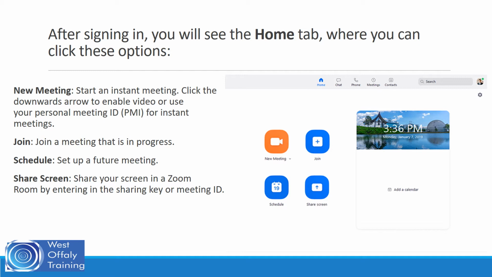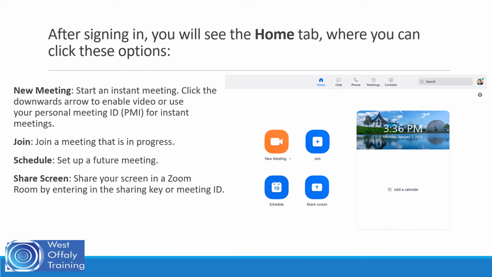New meeting starts an instant meeting, and you click the downward arrow to the right of the text new meeting to enable video or use your personal meeting ID for instant meetings. Your personal meeting ID is the ID that you will receive when you set up an account. And again, this number will never change. You can use this to send to other people to invite them to your meeting. If you're scheduling a meeting, other people will need a code to join your meeting. So this is the code in question, the personal meeting ID.